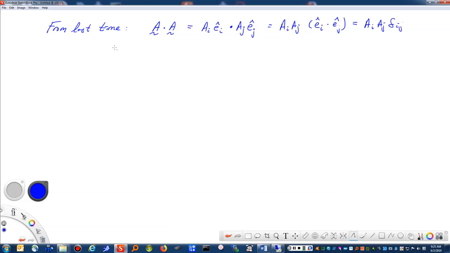And again, as a review, the Kronecker delta is equal to 1 if the subscripts are equal, and it's equal to 0 if the subscripts on that particular Kronecker delta are not equal to each other. So for example, Kronecker delta 1,1 would be equal to 1, Kronecker delta 1,2 would be equal to 0.